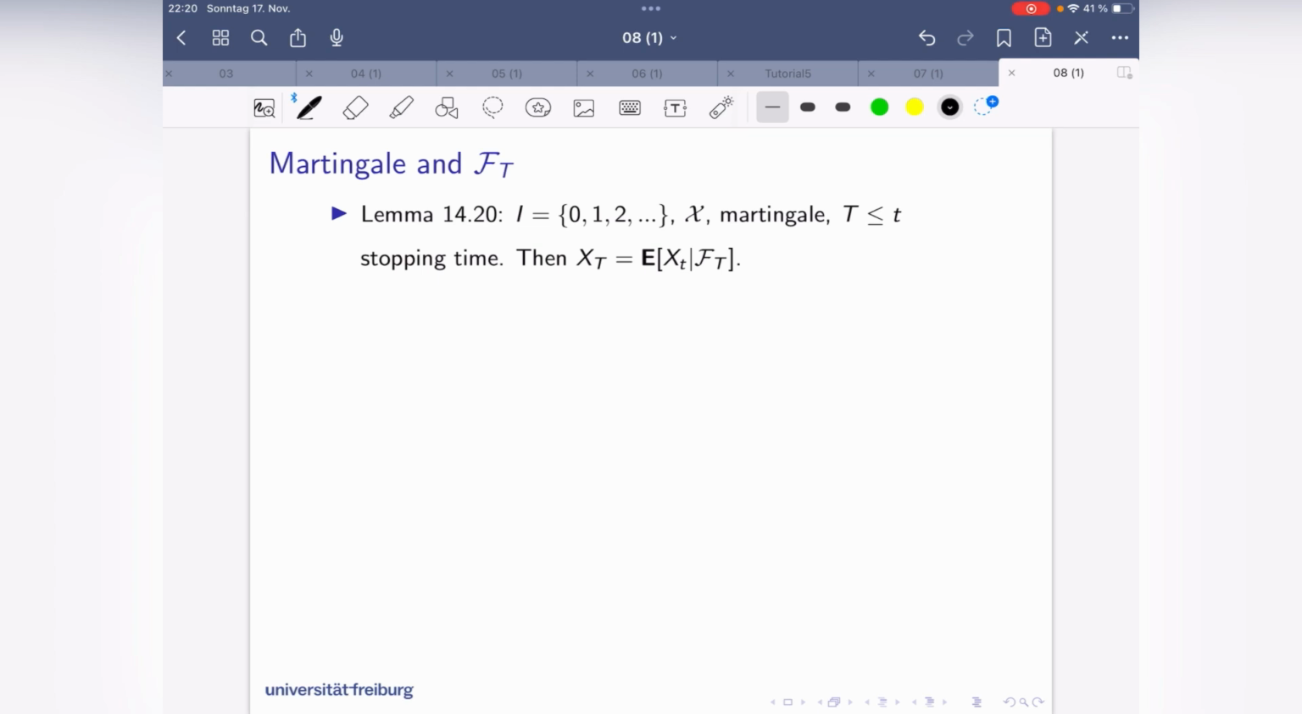First of all, X_T is a random variable, because since I is just a discrete set here, every process is progressively measurable.